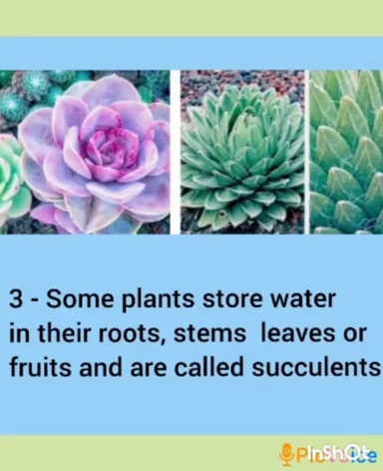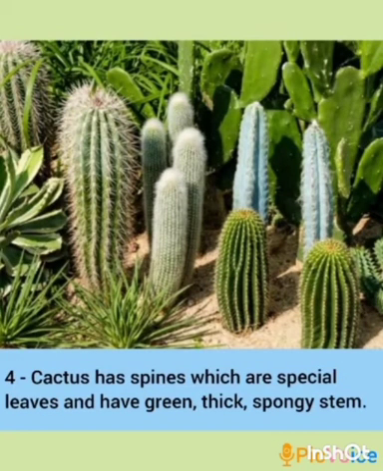Some of the desert plants store water in their roots, stems, leaves, or fruits and are called succulents. Children, cactus is the most common desert plant. They survive well in desert. They have spines which are special leaves that reduce the loss of water. They have green, thick, spongy stems that do photosynthesis and prepare food for the plant. They store water also.